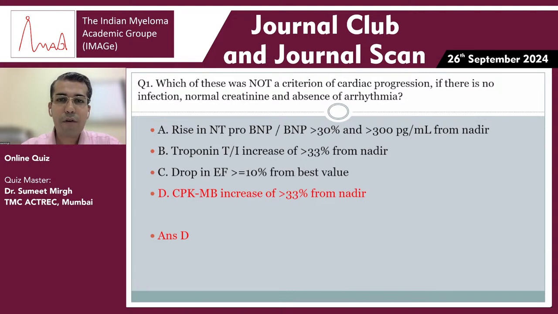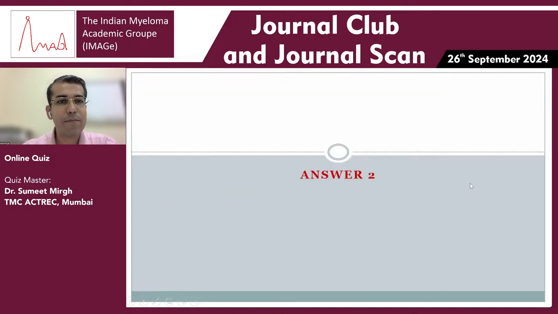Which of these was not a criterion for cardiac progression in the journal club article if there is no infection, normal creatinine, and absence of an arrhythmia? And while the first three were clear-cut signs of progression, rise in CK-MB was not a sign of progression as per this article. So the correct answer here would be D. Next.